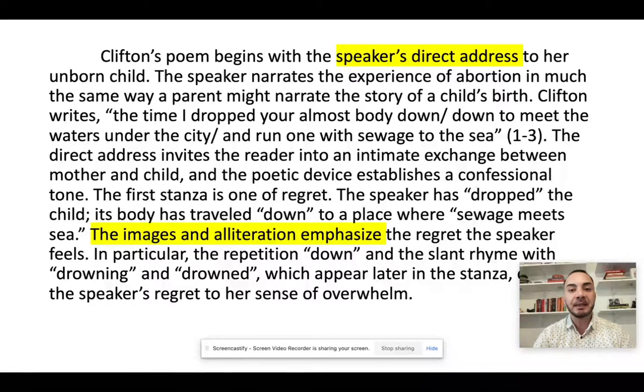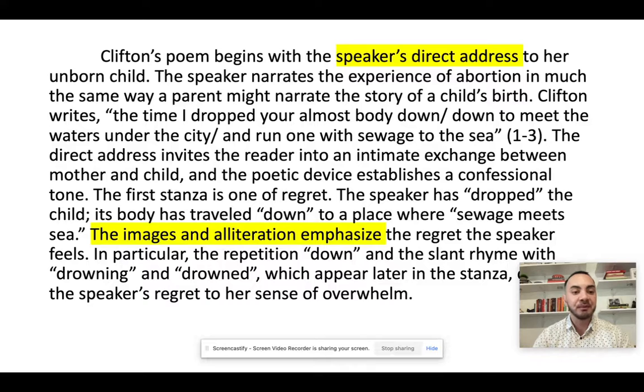Clifton's poem begins with the speaker's direct address to her unborn child. The speaker narrates the experience of abortion in much the same way a parent might narrate the story of a child's birth. Clifton writes, "The time I dropped your almost body, down, down to meet the waters under the city and run one with the sewage of the sea." The direct address invites the reader into an intimate exchange between mother and child, and the poetic device establishes a confessional tone.